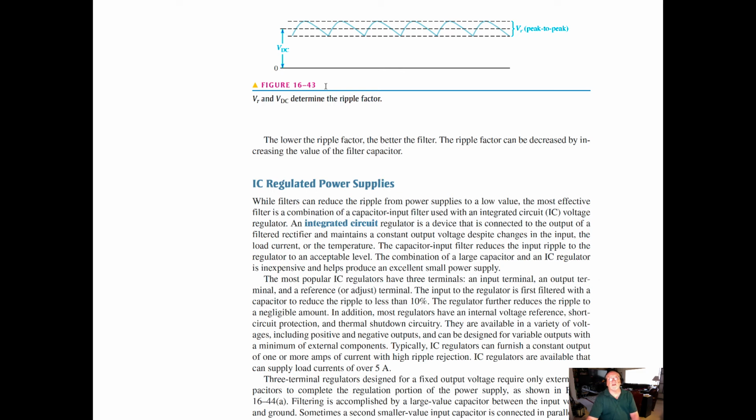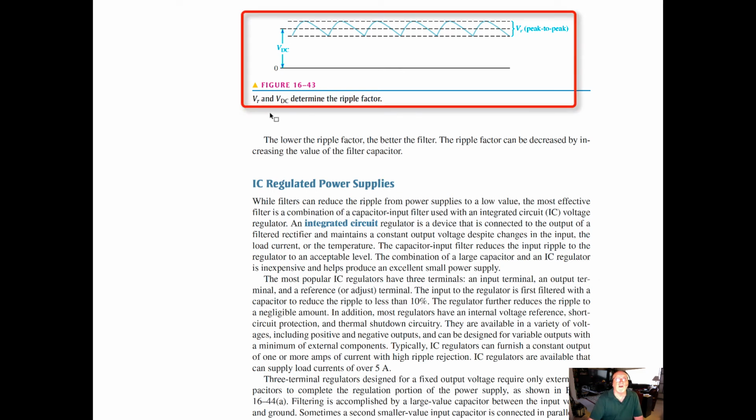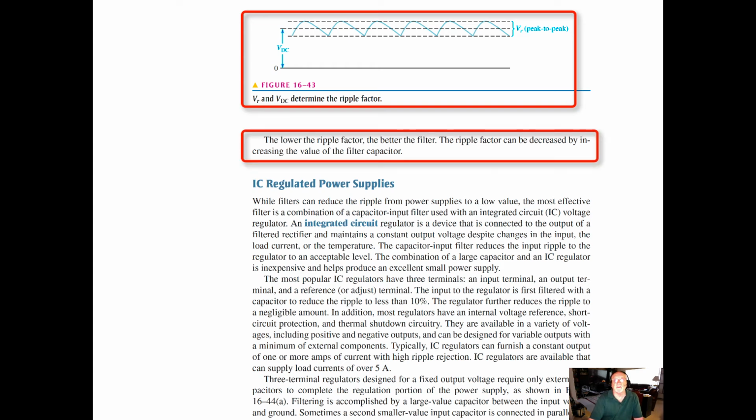So we can see here, in this case we've got V r versus V DC. The lower the ripple factor, the better the filter. The ripple factor can be decreased by increasing the value of the filter capacitor.